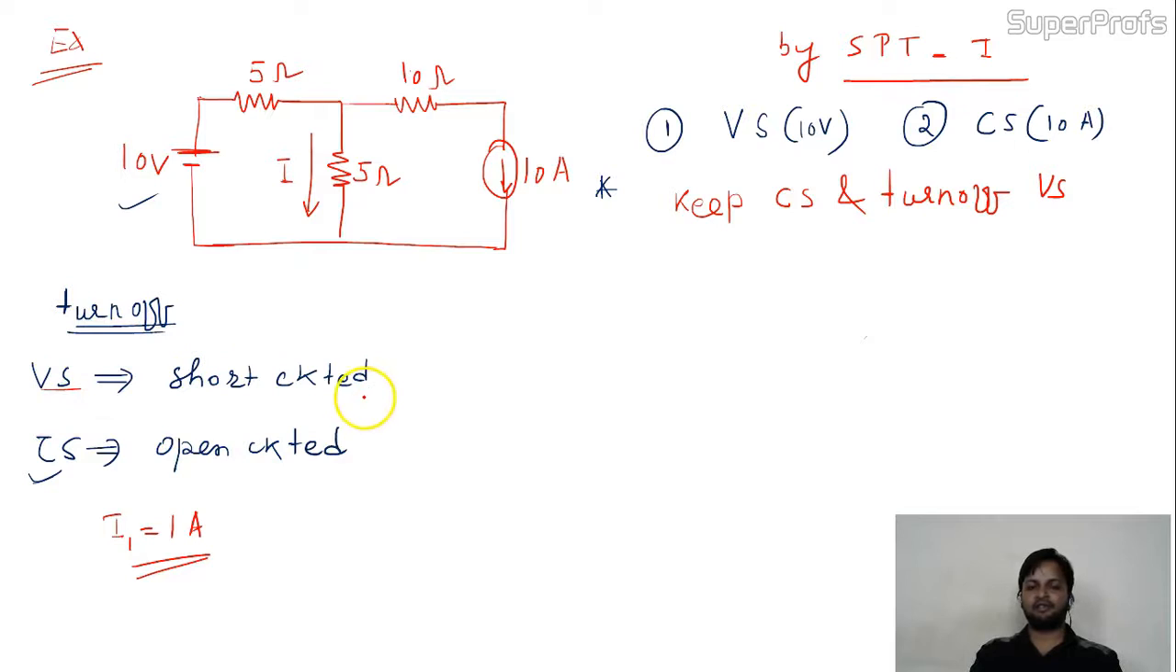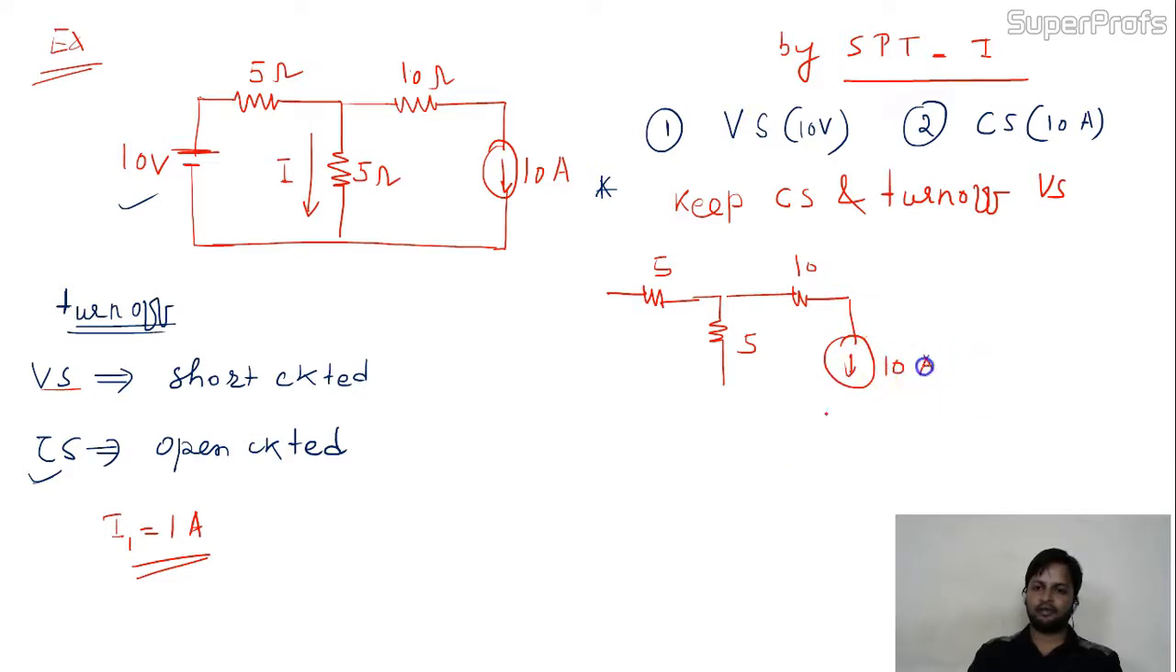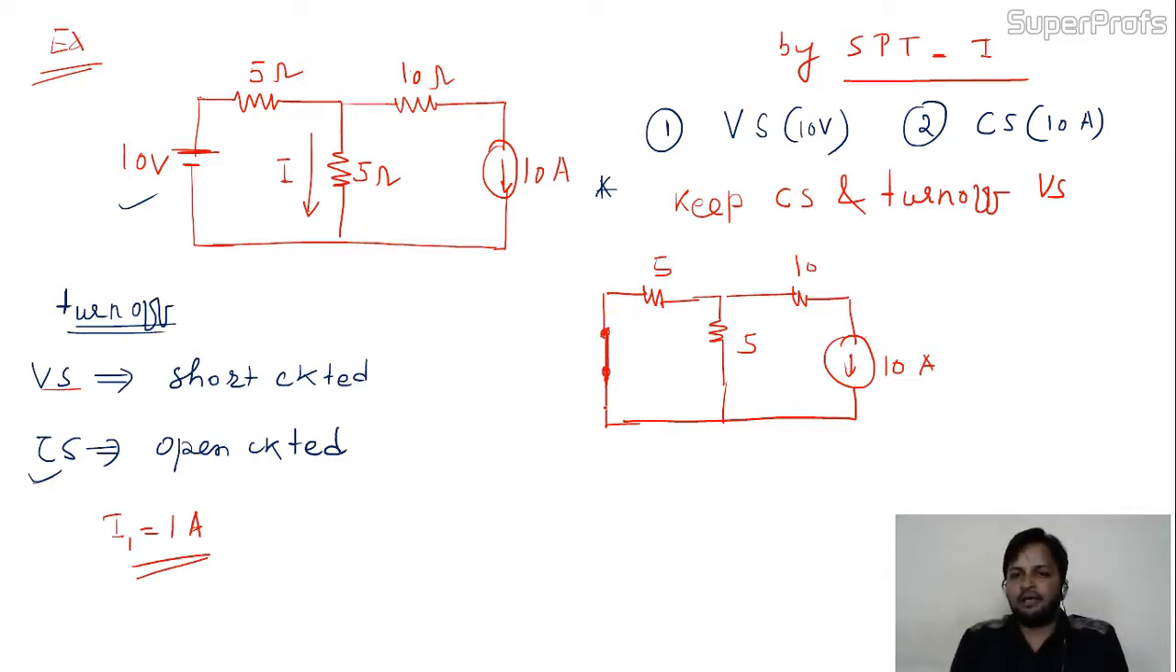And I told you earlier how to turn off the voltage source. We'll short the circuit. First draw the circuit. This is 5, okay, fine. This is 5. This is 10 ampere. Okay, what about this voltage source? We have to short it. Short circuit means this. This is the short circuit. Now your independent voltage source is turned off.